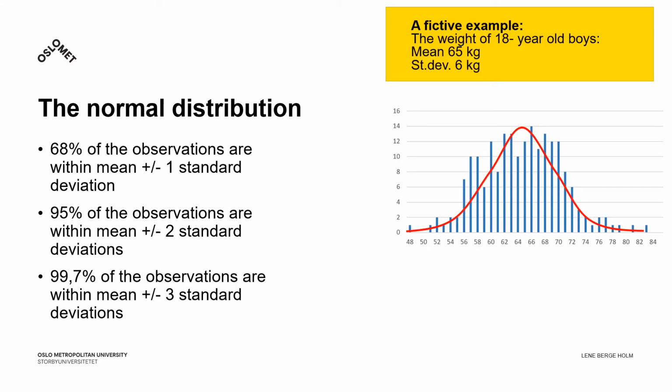This is a fictive example. Let's say that I have a lot of data on the weight of 18-year-old boys. I have the mean, which is 65 kilograms, and the standard deviation of 6 kilograms.